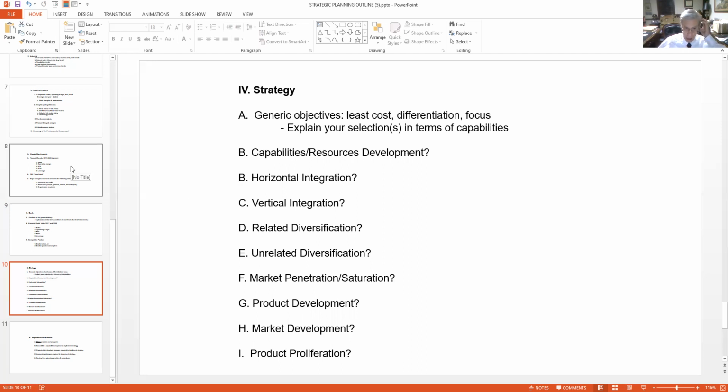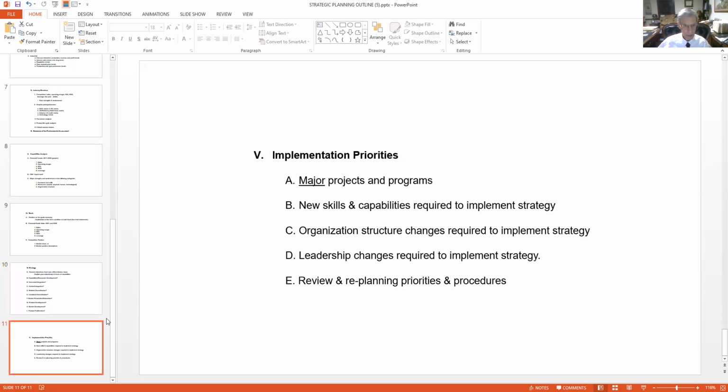So I'll let you look at the other items on this list rather than read it for you and talk about every one of them. But we've already done that in Business 670. So the last item in week number 6 for you to go over are the implementation priorities. And what we're talking about there are the very most important projects and programs, the big stuff.